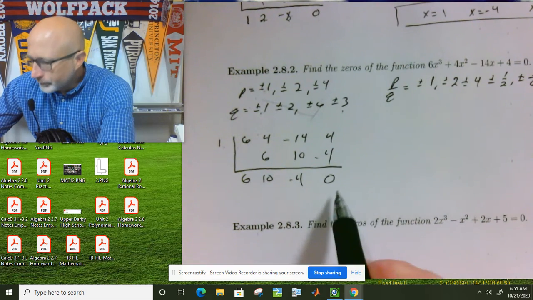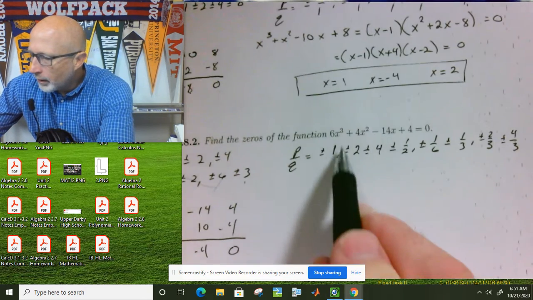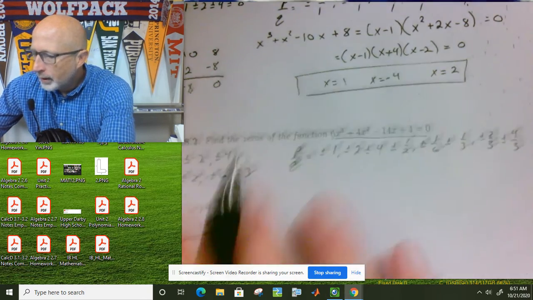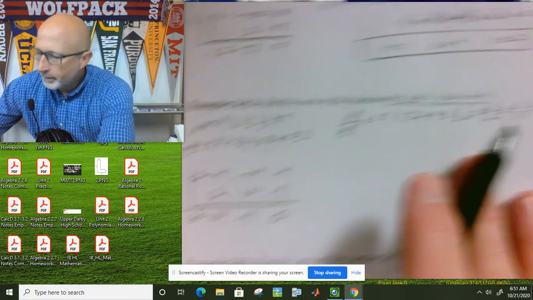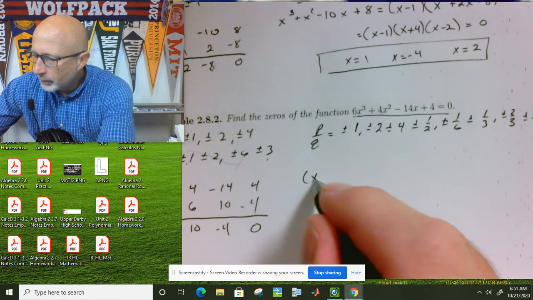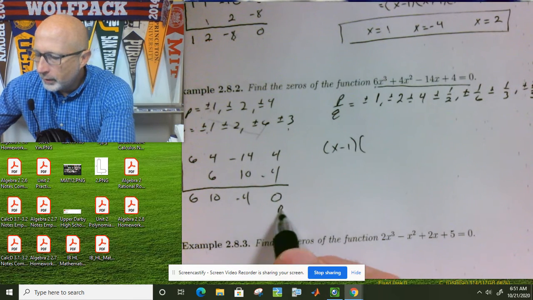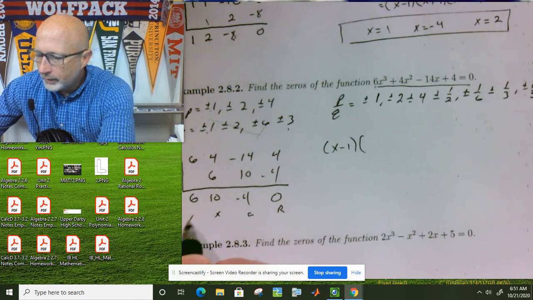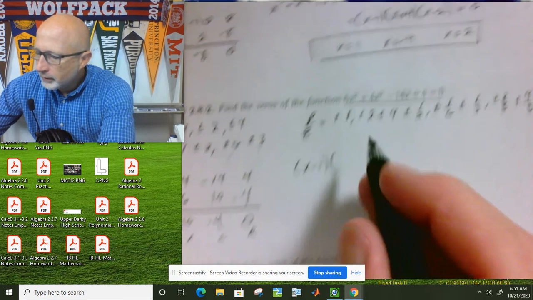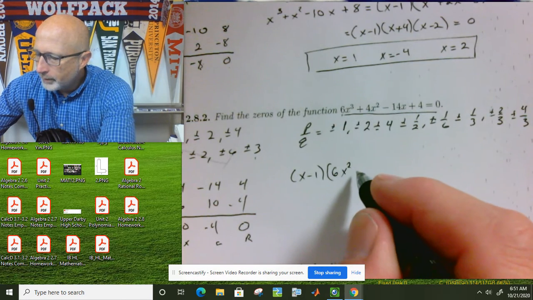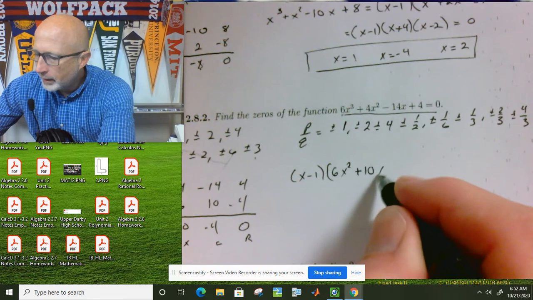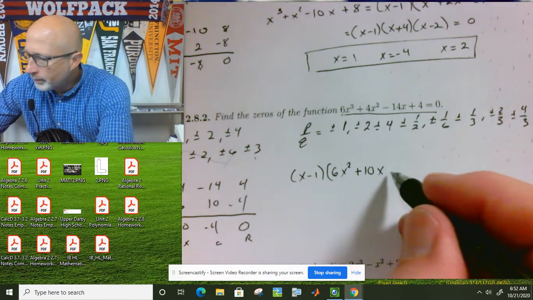Okay, so this thing right here, I'm going to rewrite, and I know 1 is one of my roots, so I'm going to write it as x minus 1 times what I'm left with. Well, this is the remainder. That's the constant term. That's the x, and that's the x squared. So this is 6x squared plus 10x minus 4.